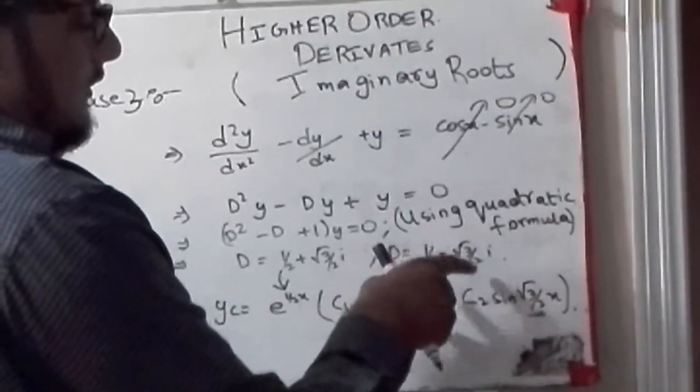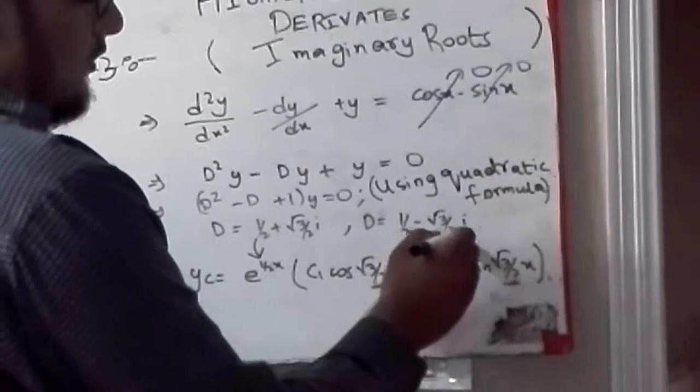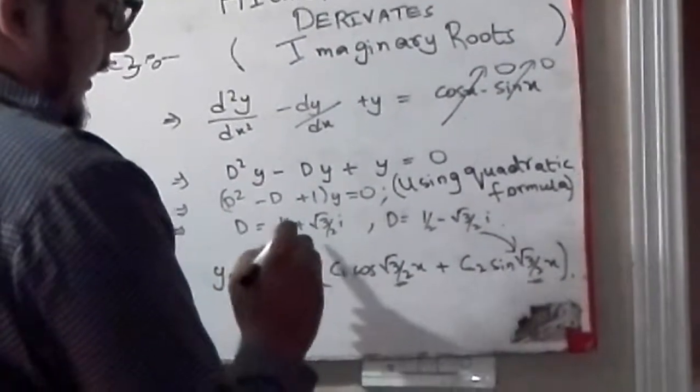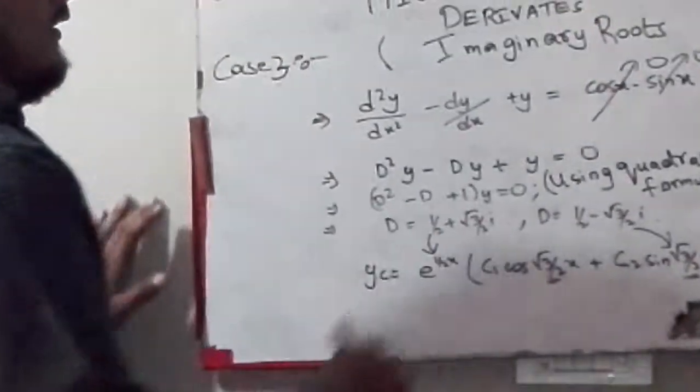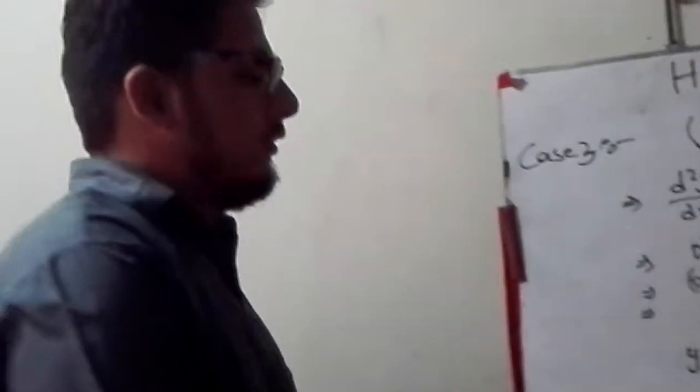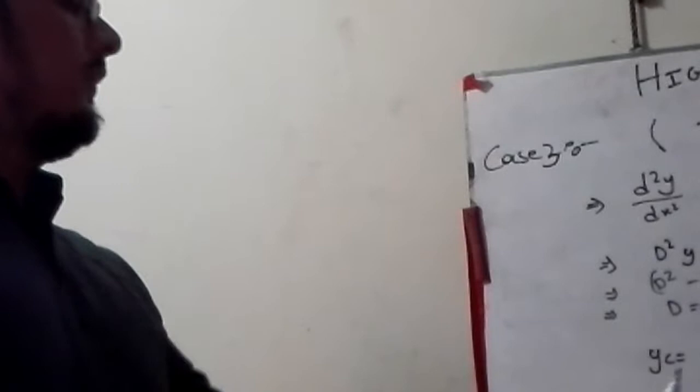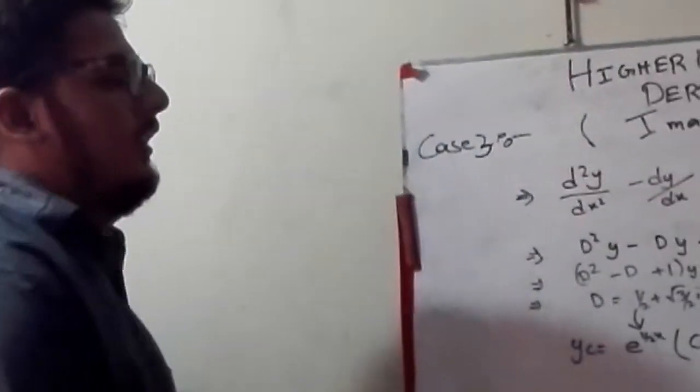Imaginary root 3 comes from here and half comes from here. This is real and this is imaginary. So this is the yc equation for imaginary roots. This was the last case of yc. So yc is completed.